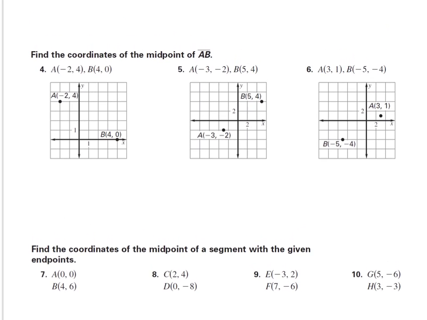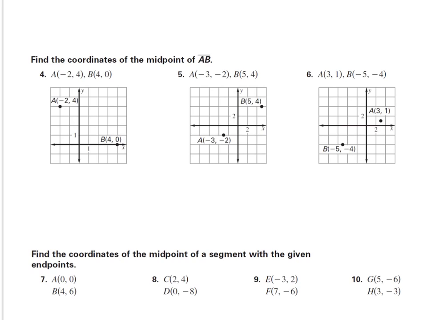So the general midpoint formula is this: x1 plus x2 divided by 2, comma, y1 plus y2 divided by 2. Now, take a look at this. This isn't going to be a single number, this is going to be a point.